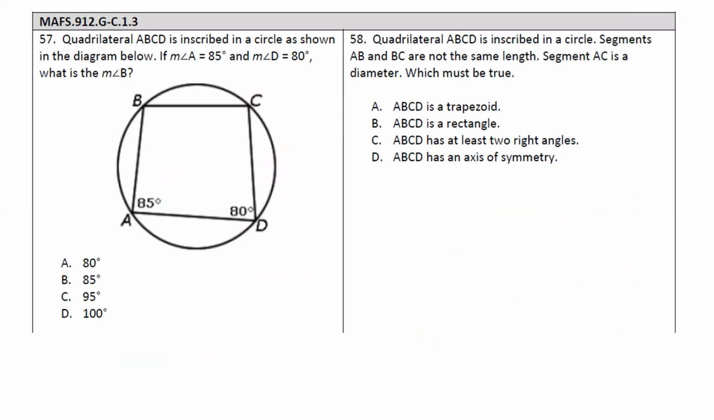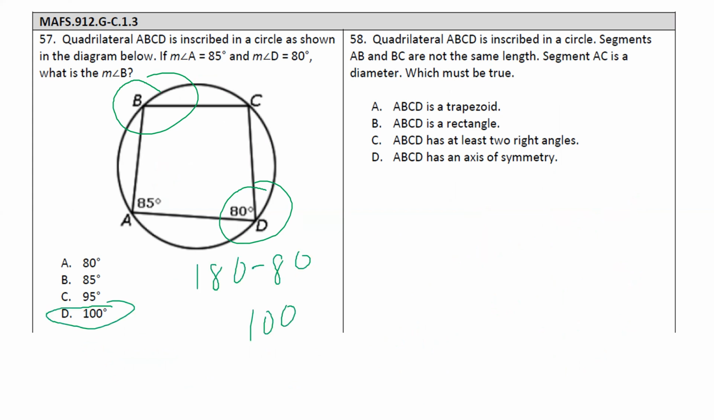All right, on 57, quadrilateral ABCD is inscribed in a circle. What you should remember about inscribed quadrilaterals is that the opposite angles are supplementary. So they want to know angle B up here at the top. Well, B and D are opposite angles. Those two have to be supplementary with each other. So 180 minus 80 is 100.